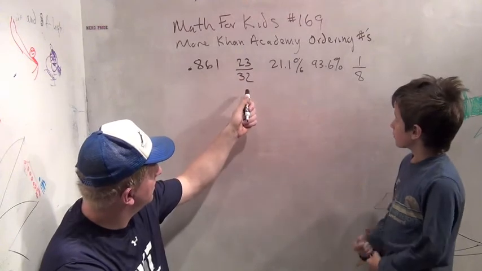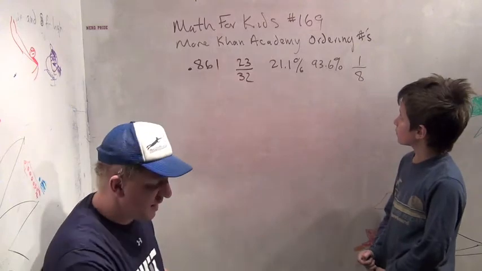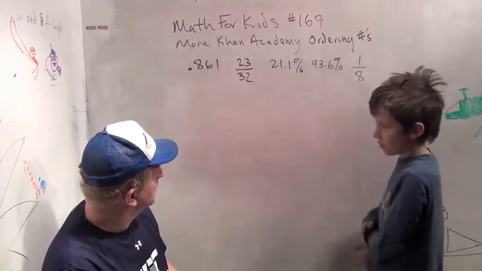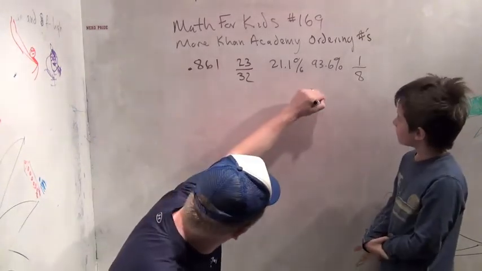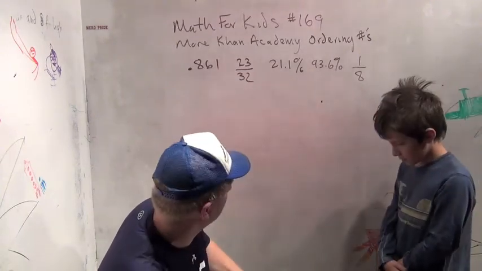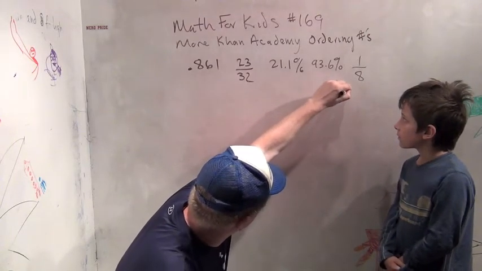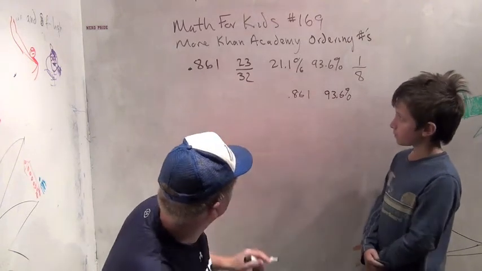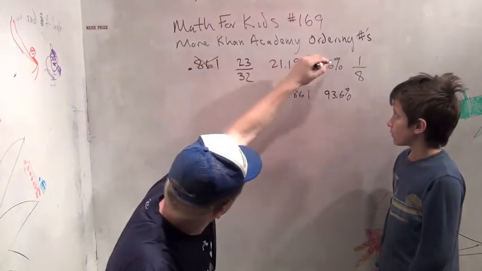0.861, 23 sevenths, 21.1%, 93.6%, and 1/8. Well, 93.6% and 0.861 are both pretty large. Which one's larger? 0.936. So 93.6% is 0.936, right? I'm just going to write them the same way: 93.6% and then 0.861. Those are both pretty big.